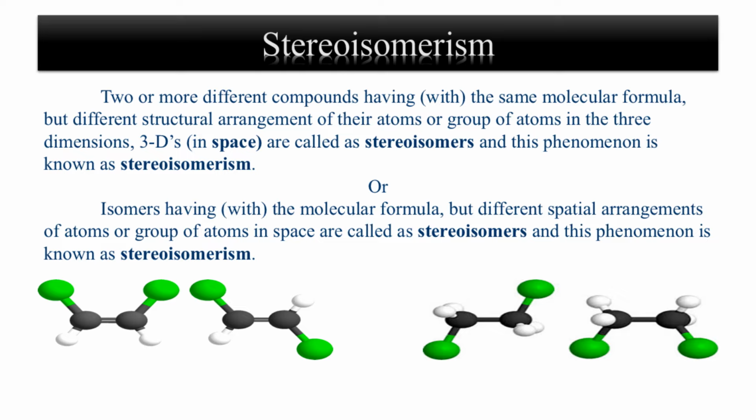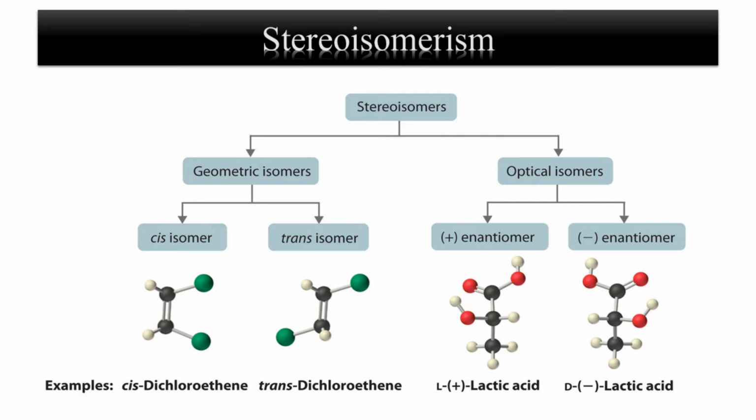Stereoisomerism involves compounds with the same molecular formula but different spatial arrangements of atoms. This includes geometric and optical isomers. Geometric isomers differ in spatial arrangement around a double bond, while optical isomers are non-superimposable mirror images. Examples include cis-trans isomers and enantiomers.